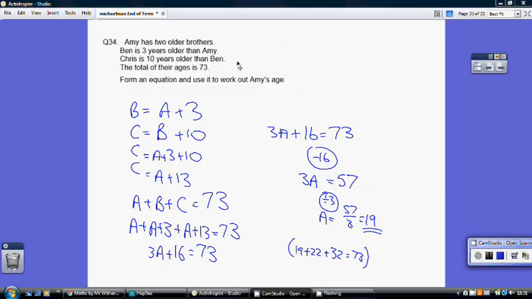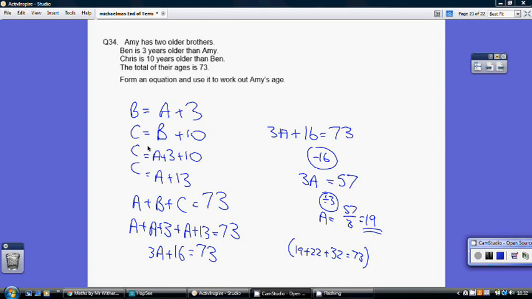Question 34. So here I'm going to let A equal Amy's age, B equals Ben's age, and C equal Chris's age. So what have I been told first of all? Ben is 3 years older than Amy. So Ben's age is Amy's age, add 3. Now what's the second fact I've been told? Chris is 10 years older than Ben. So Chris's age is Ben's age plus 10.